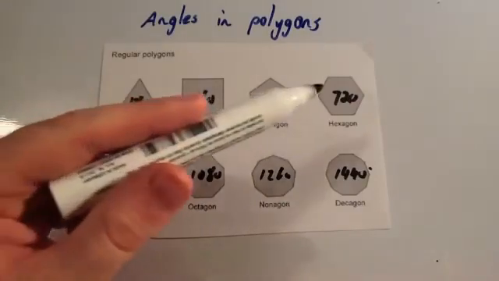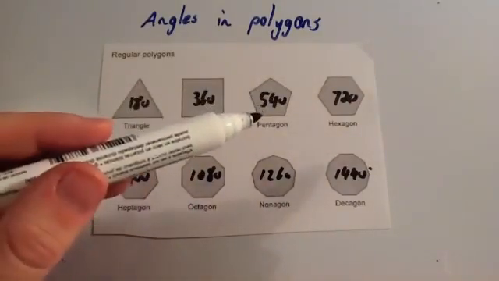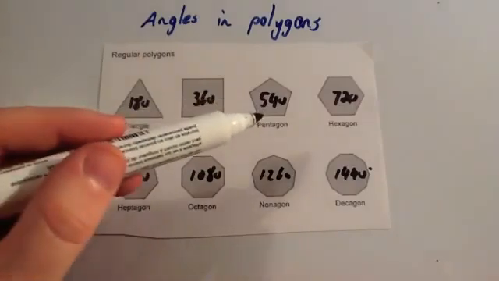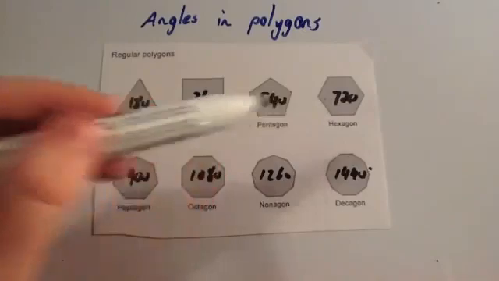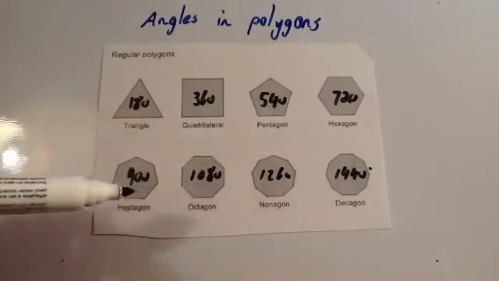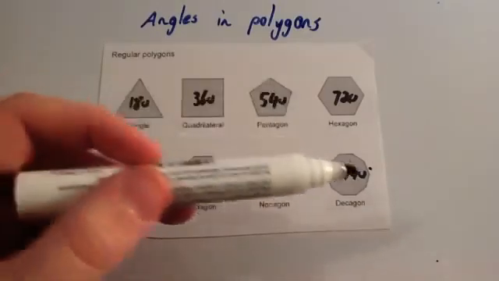Now, as you add each side, so as you go from 4 sides to 5 sides, you add on another 180. As you go from 5 sides to 6 sides, you add on another 180. 6 sides to 7 sides, another 180. And each time you add a side, you add another 180 on.